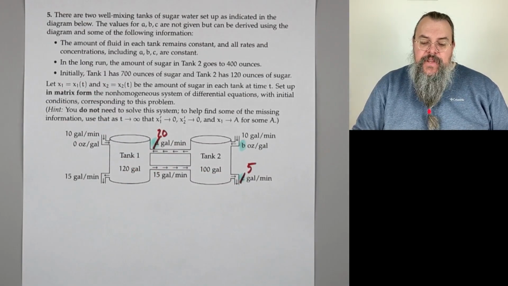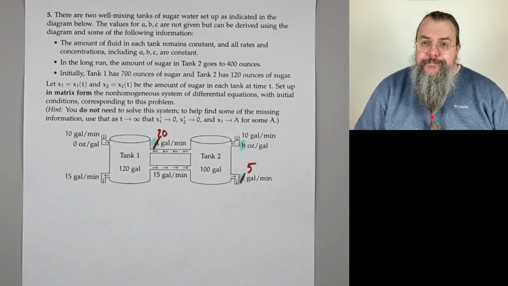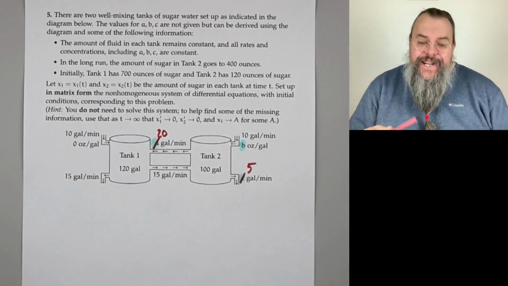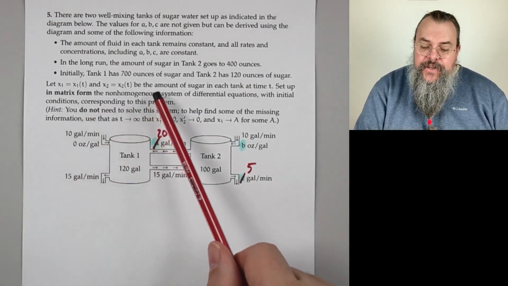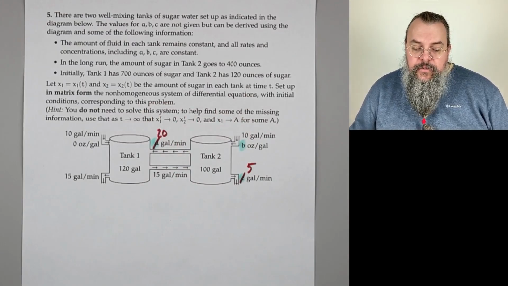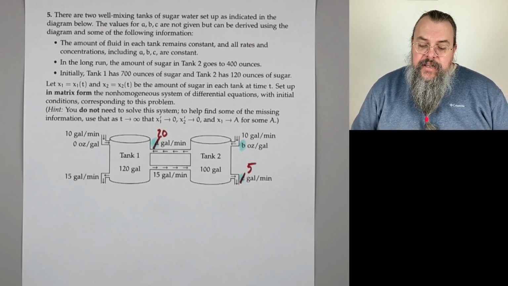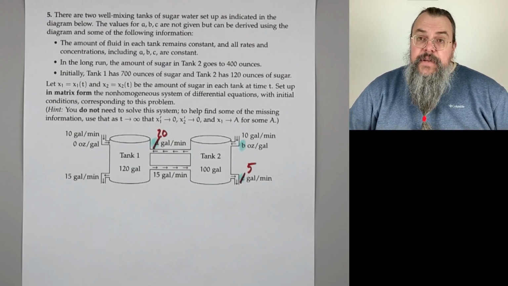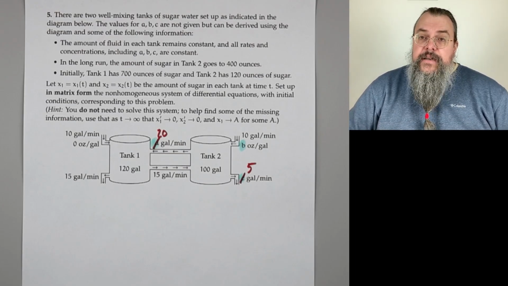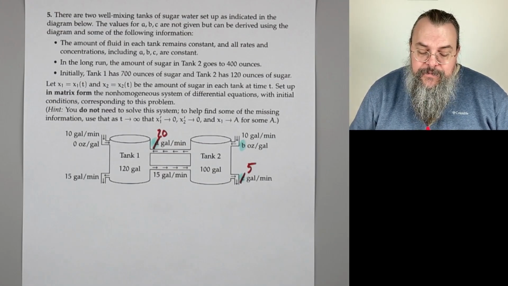The second bullet point: in the long run, the amount of sugar in tank 2 goes to 400 ounces. Huh. We'll come back to that one. The third bullet point: initially, tank 1 has 700 ounces of sugar, and tank 2 has 120 ounces of sugar. Let x1 equal x1 of t and x2 equal x2 of t be the amount of sugar in each tank at time t. Set up in matrix form the non-homogeneous system of differential equations with initial conditions corresponding to this problem.